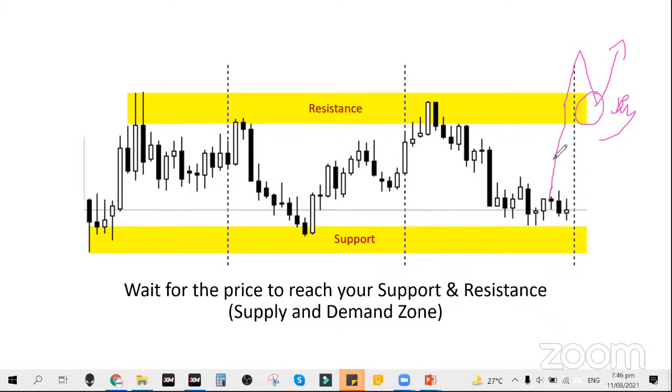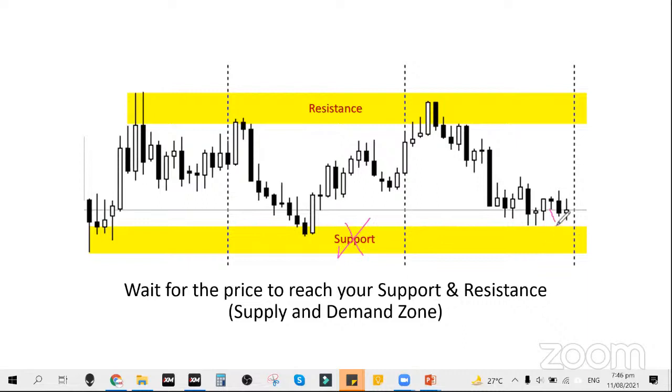Alright, so there's two types of entries. Number one is the aggressive one, which is pasok ka kagad upon breakout. And the second one is wait for the market to pull back a little bit, retrace a little bit, and then saka ka papasok. Alright? Now, for your support, ganun din naman siya. Baliktad lang. If you have a broken support, it turns into a new resistance.